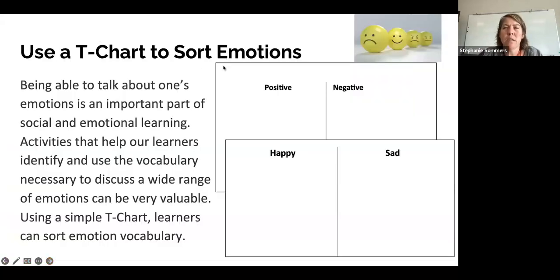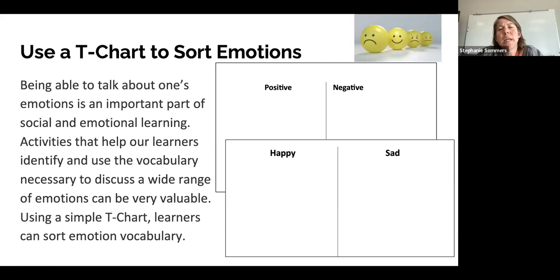All right, so we are going to talk a little bit about some activities that would help to support critical thinking skills as well as social emotional learning. One classic critical thinking task is to do some sorting. We know that sorting and categorizing information falls under critical thinking.